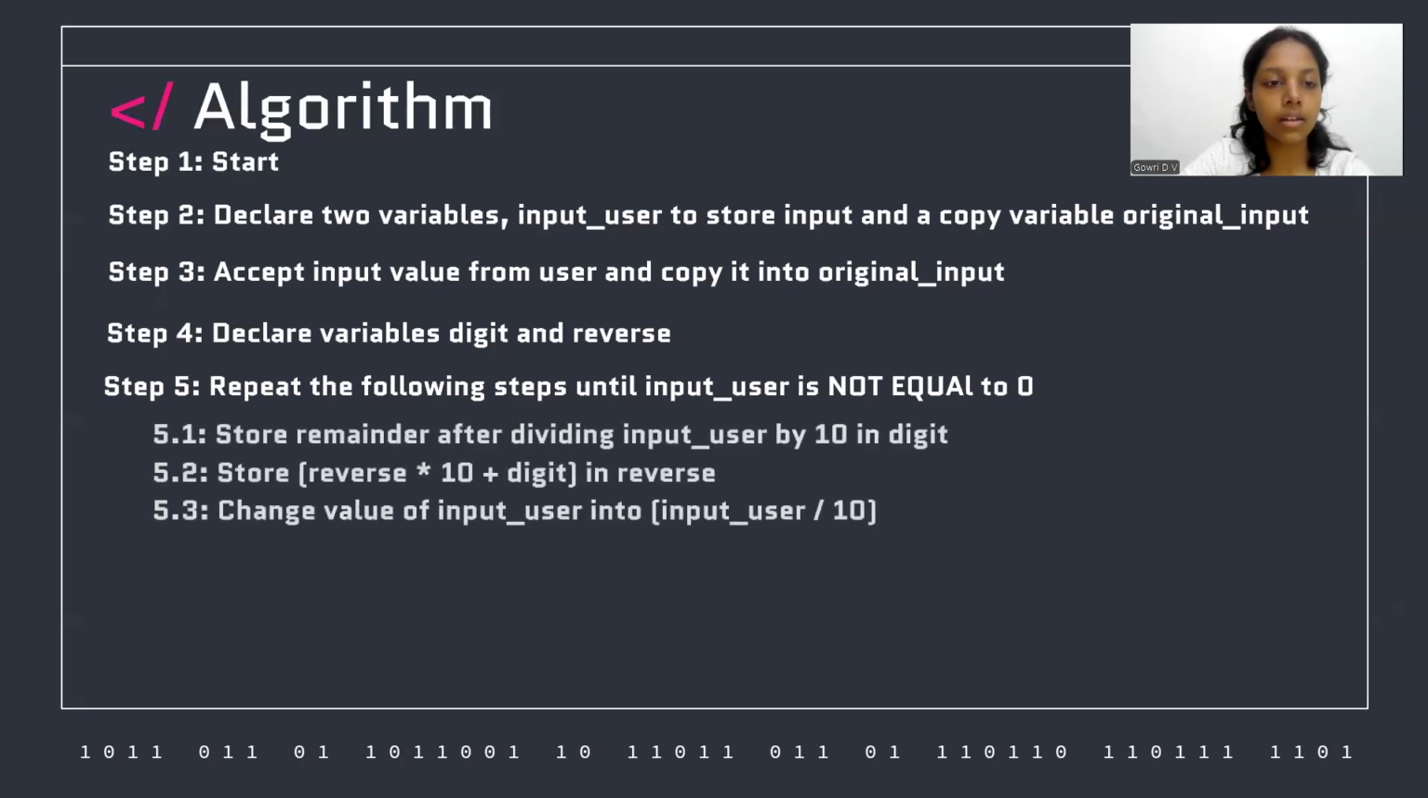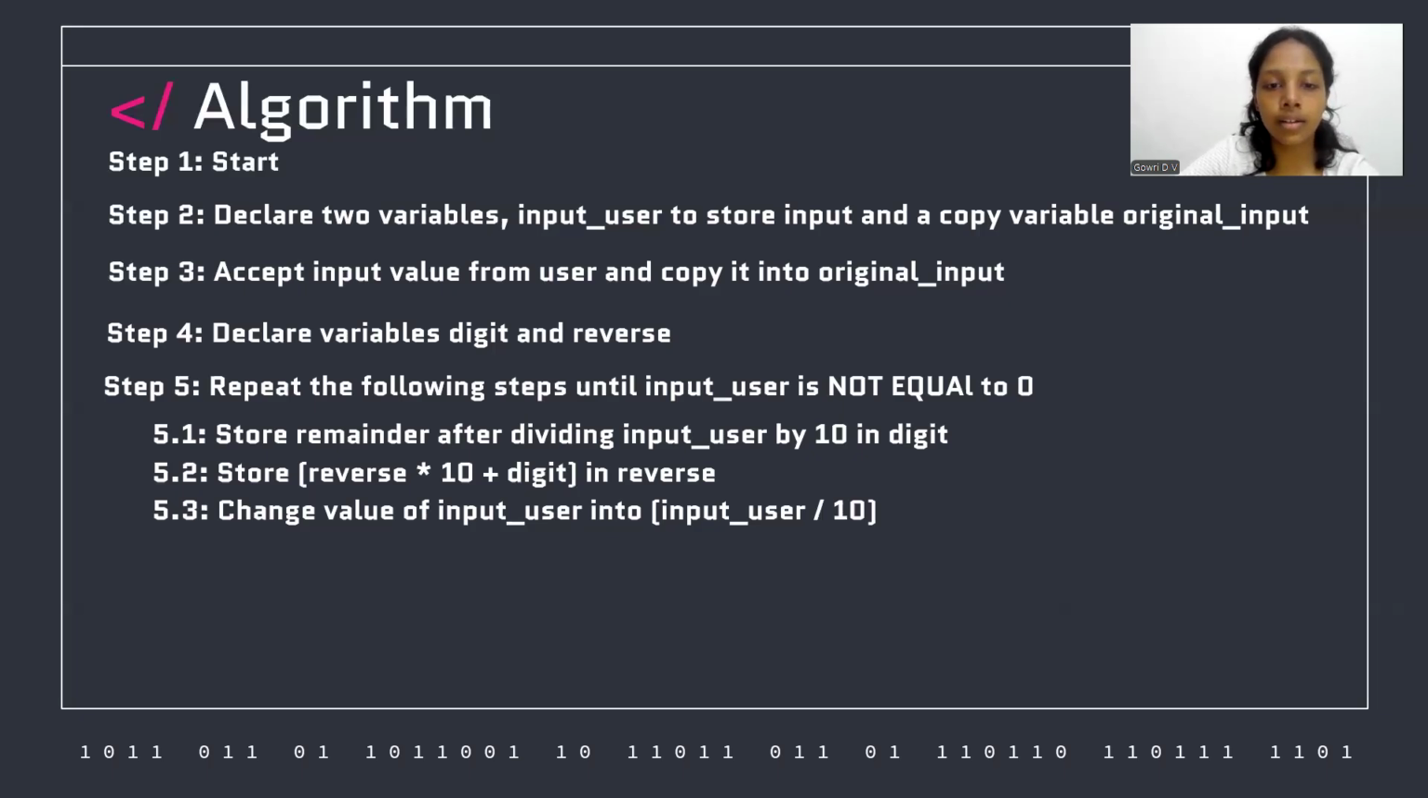The sub-steps are: store remainder after dividing input_user by 10 in digit. The process of dividing input_user by 10 leaves the remainder, which is essentially the last digit in the number itself. So this is the digit we are extracting and storing in variable digit. Substep 2 is to store the result of reverse multiplied by 10 and added with the value stored in digit, again in reverse.